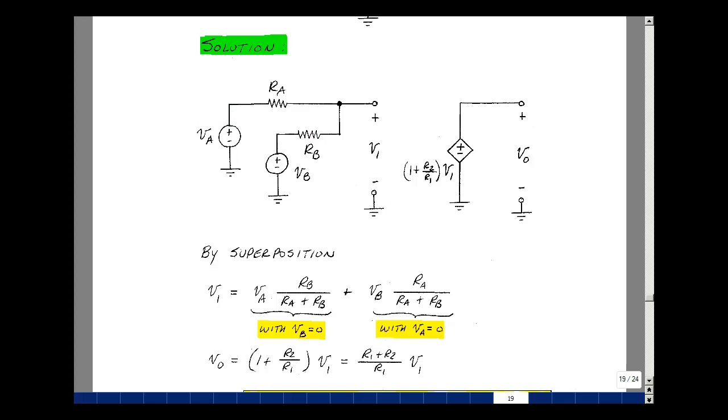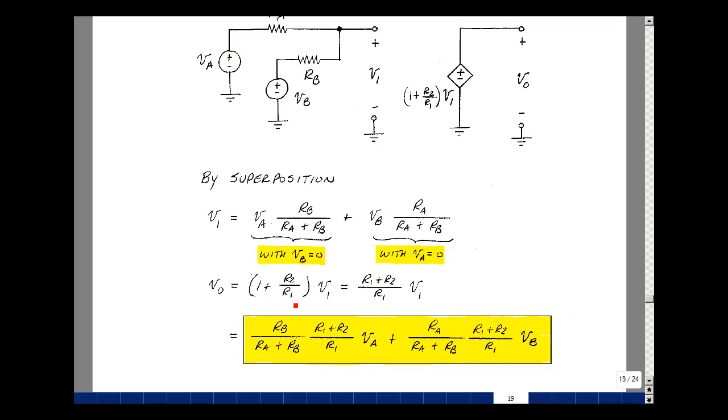Then I have V1 in terms of the resistors RA and RB and the inputs V sub A and V sub B. And the voltage V1 is going to be multiplied by 1 plus R2 over R1. Let me write this 1 plus R2 over R1 as R1 plus R2 divided by R1. I'm going to multiply that now by this expression and by this expression.